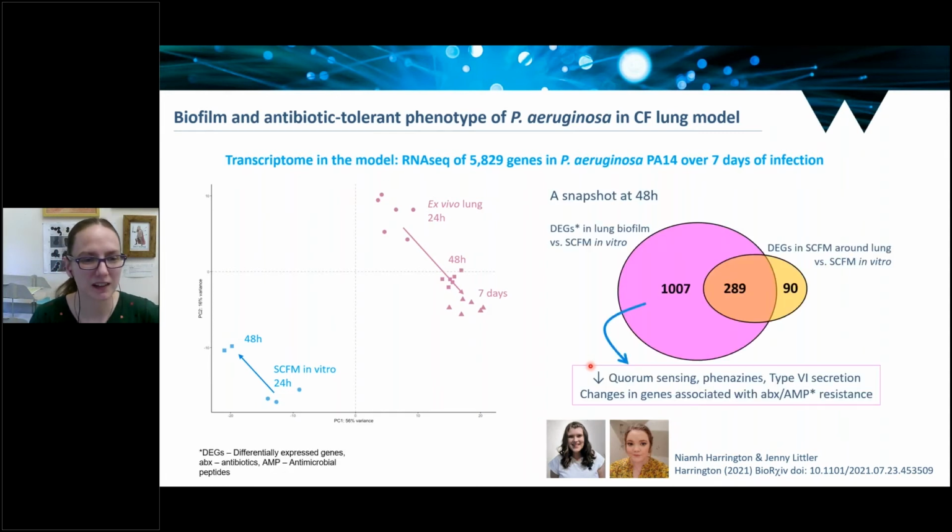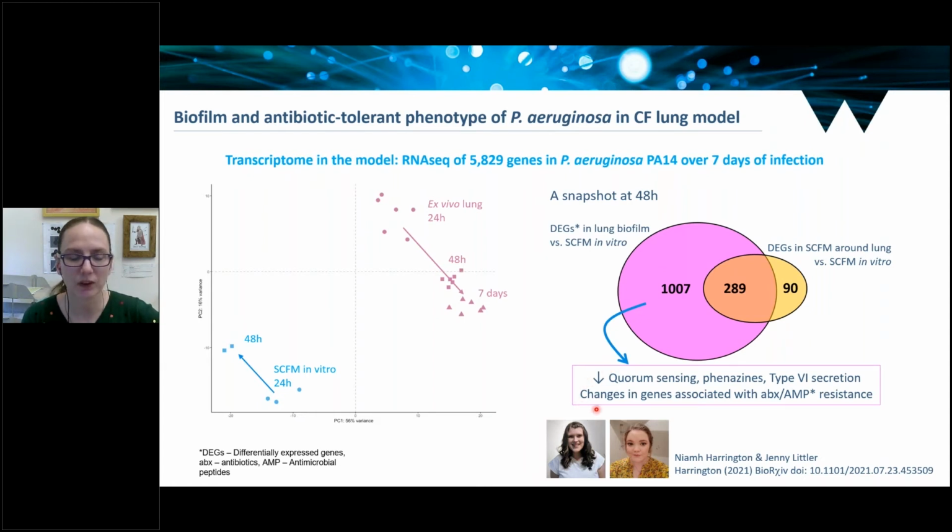Here's a snapshot of some of the differentially expressed genes in lung biofilm versus in vitro at 48 hours, which Neve has analysed. And you can see she's picked out nearly 1,300 genes that are differentially regulated in that biofilm. Within that, we see a lot of very interesting changes. So there are decreases in cell-to-cell communication, quorum sensing, decreases in the production of phenazines, decreases in type 6 secretion, all things that are very much associated with an acute to chronic switch in Pseudomonas aeruginosa.